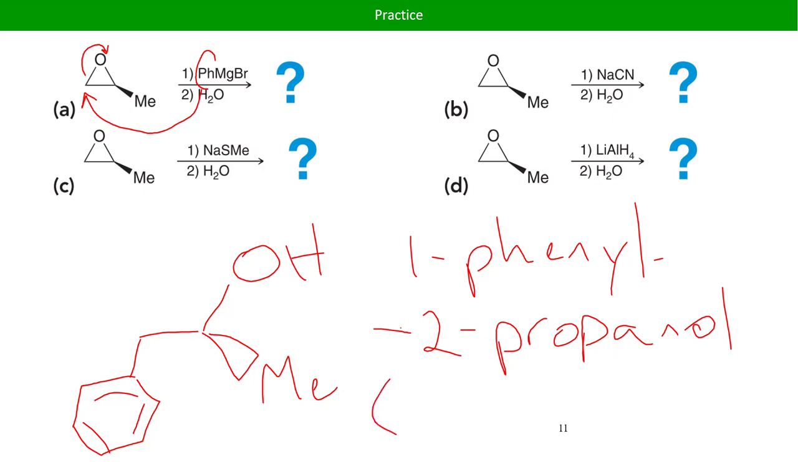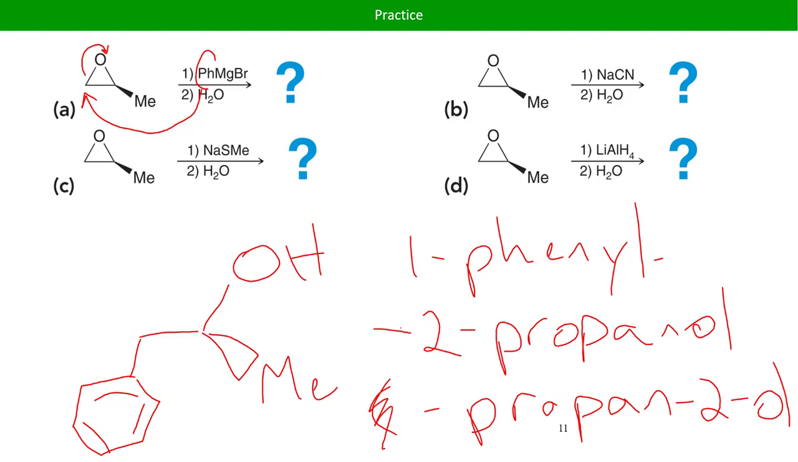Or if you wanted to, the way I was trying to write it would have been propane-2-ol, if you wanted to put the two in the middle, to make sure that you know that the two is unequivocally going with the alcohol part.